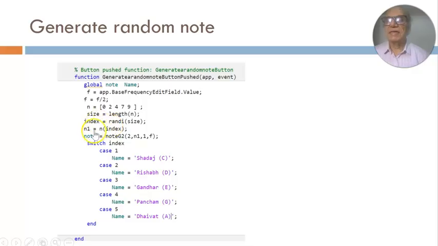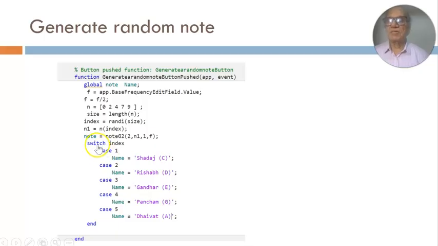Once this index is generated, you are ready to generate your note number. So n1 is n followed by index. Remember, if index is 1, n1 is going to be 0. If index is 2, n1 is going to be 2, which corresponds to Rishabh, and so on. Once n1 is obtained, you can generate your note by supplying n1 as the parameter to the note function. Now once you have generated this note, we would like to store the name of this note, whether it is Shadaj, whether it is Rishabh, and so on.